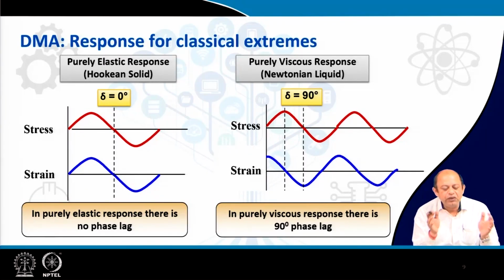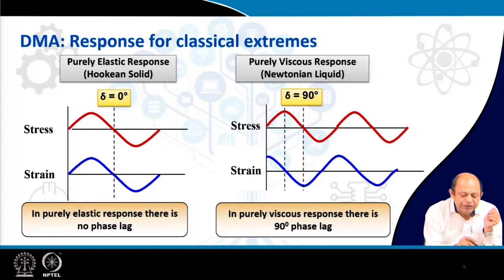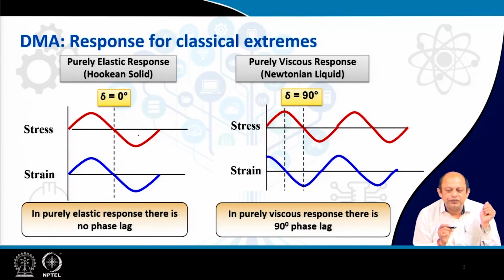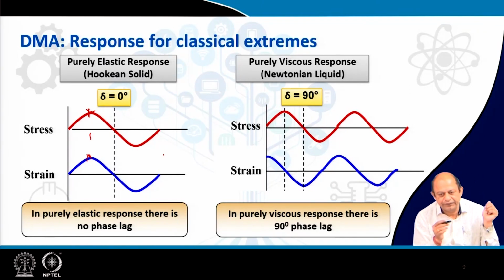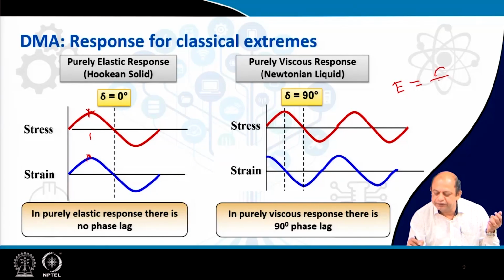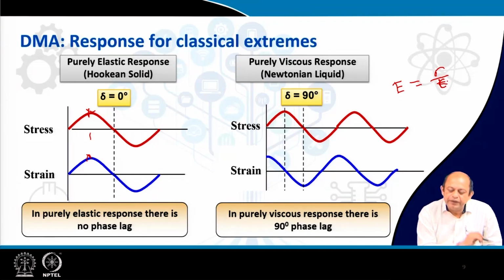simplification, if it is a purely Hookean solid, you apply stress and you get the strain response. See this, wherever you have a maxima, at the same angle you have the same thing here. So it is actually superimposed, because Hooke's law says there is no time dependency: modulus equals sigma by epsilon, as simple as it is. So it is just multiplicative. If you take sigma by epsilon, I am sorry, sigma by epsilon, that way you get it.